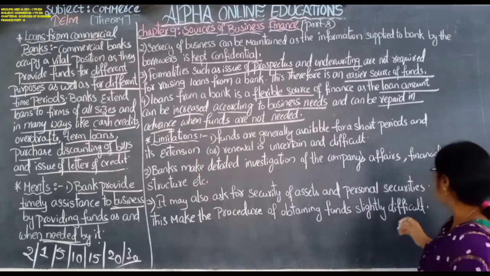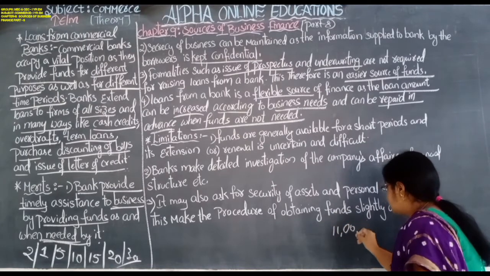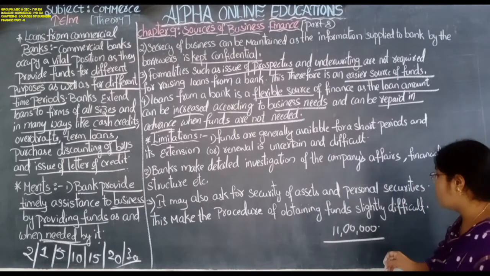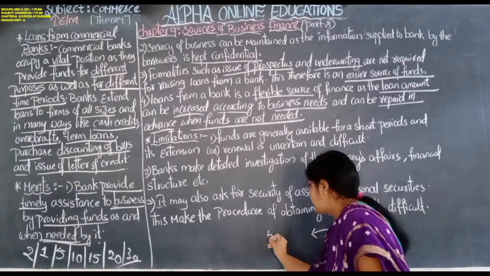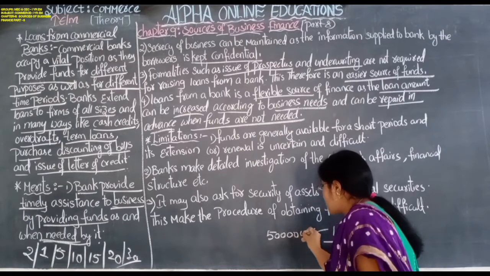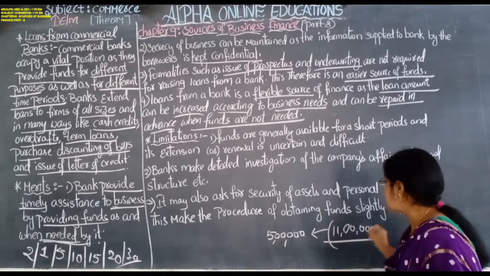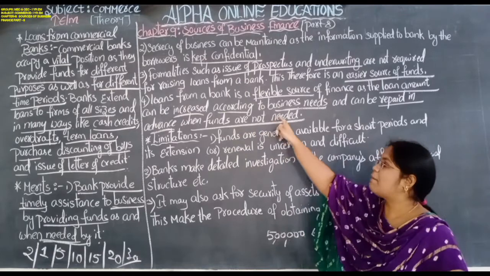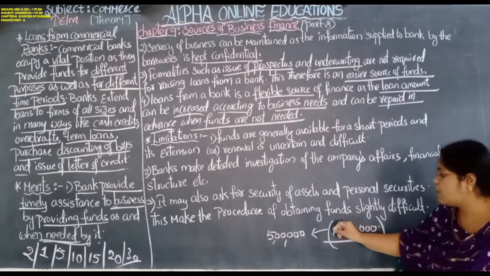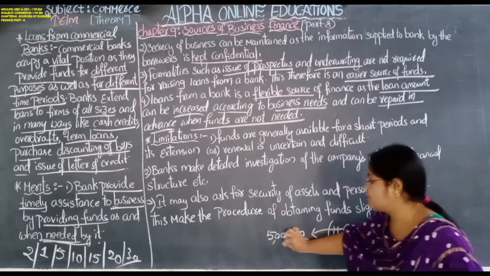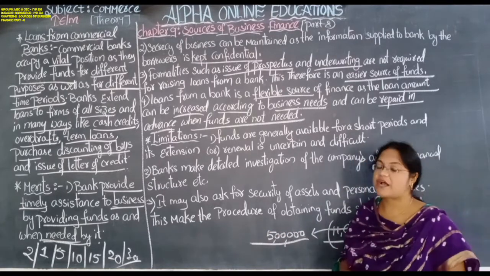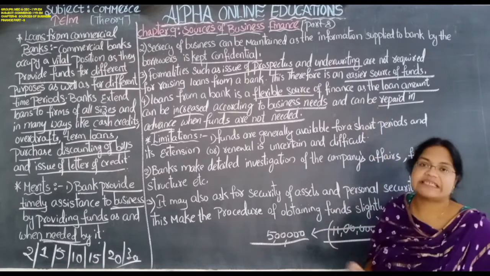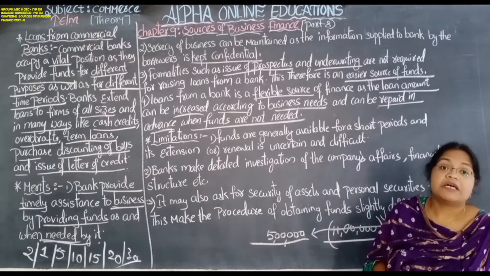For example, we have raised a loan of rupees 11 lakhs. But according to our business, we required only 5 lakhs rupees. So what happened? How many lakhs remain with us? 6 lakhs rupees remain. So we can give back those 6 lakhs rupees in advance to the bank. At that time, the loan amount for us will be only 5 lakhs rupees, because we have given back 6 lakhs to the bank. These are the advantages of loans from the commercial banks.